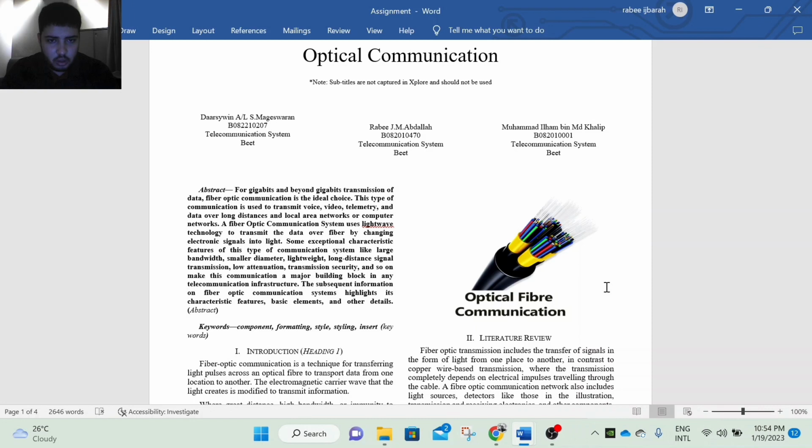Some exceptional characteristic features of this type of communication system, like large bandwidth, small diameter, light weight, long distance signal transmission, and transmission security, and so on, make this communication a major building block in any telecommunication. The subsequent information on fiber optical communication systems highlights its characteristics, features, basic elements, and other details.